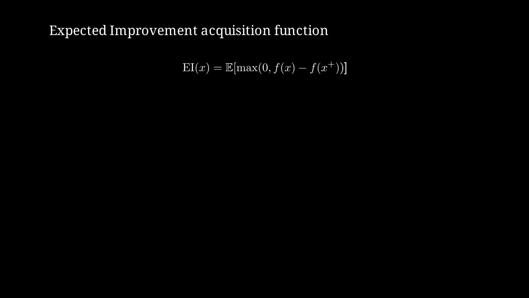Expected improvement is the expected value of the maximum of 0 and the difference between the prediction at point x and the current best value x plus. We use the model's predictive distribution to compute this expectation.